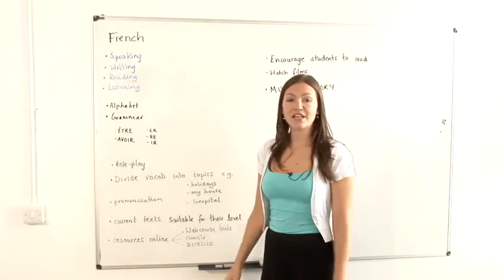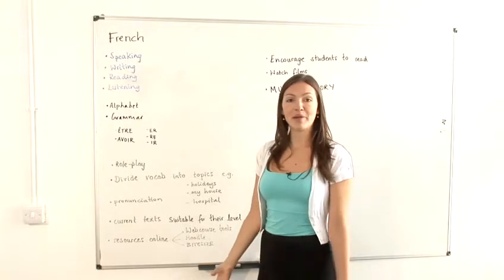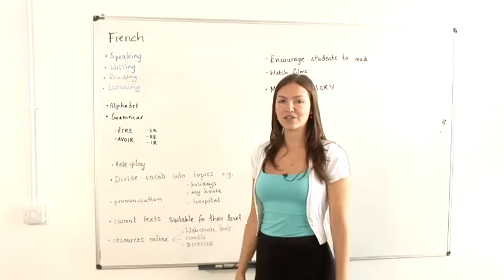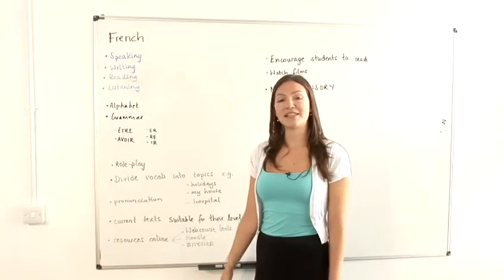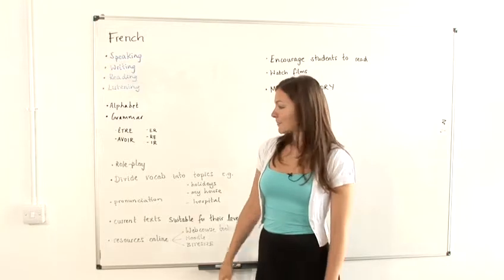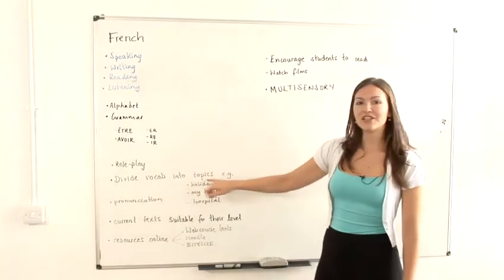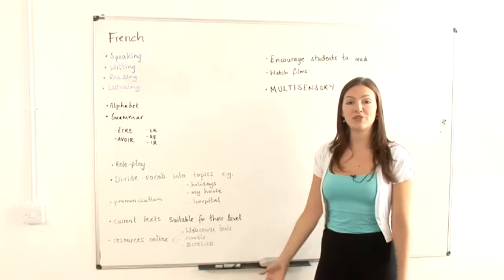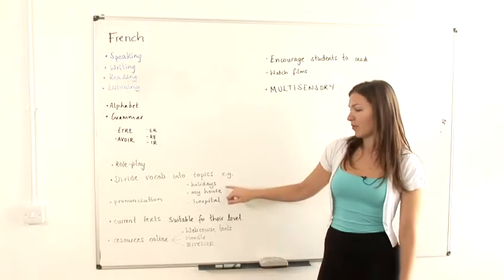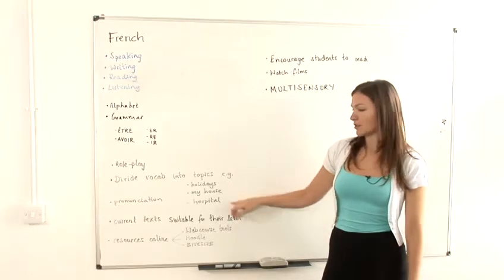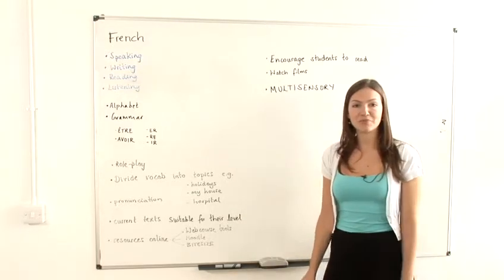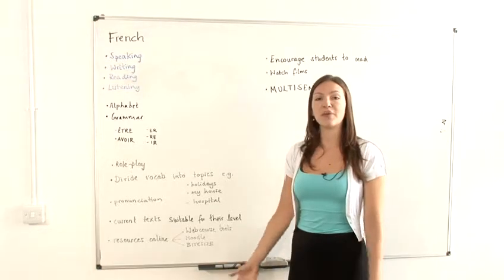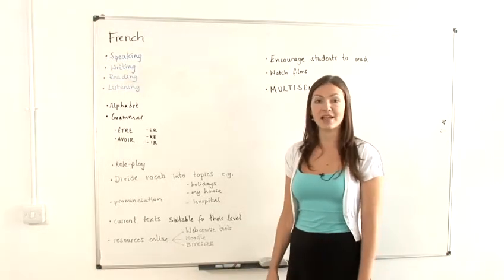A great way to get conversation started is by using role-play games where the students can ask each other questions and answer those questions once you've given them the basic sentences that they can work with. It's a good idea to divide the vocabulary into different topics when doing these role-play games. For example, holidays, my house, hospital, my job, etc. You can find great textbooks that will divide topics up into these categories, and that's just a great way for the students to get the vocabulary into their head.